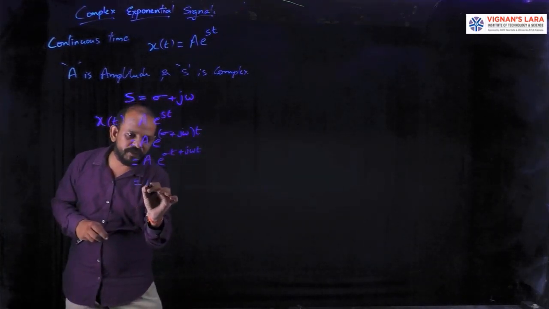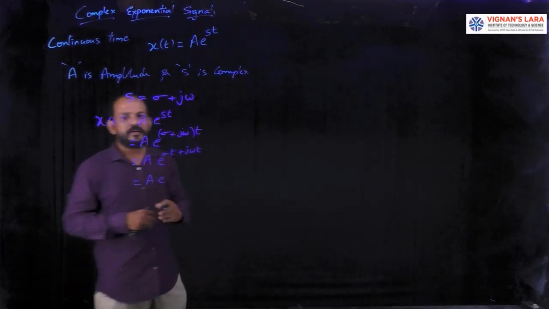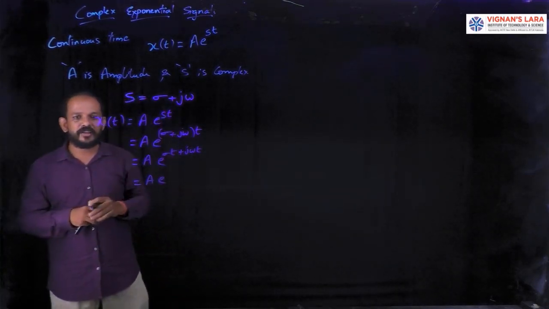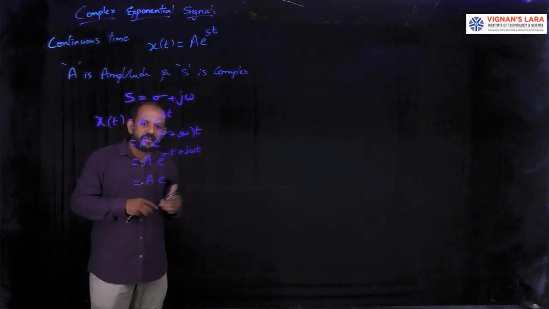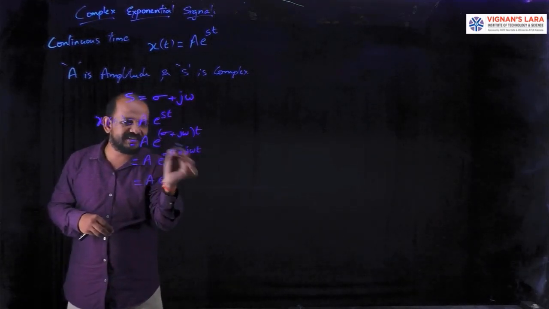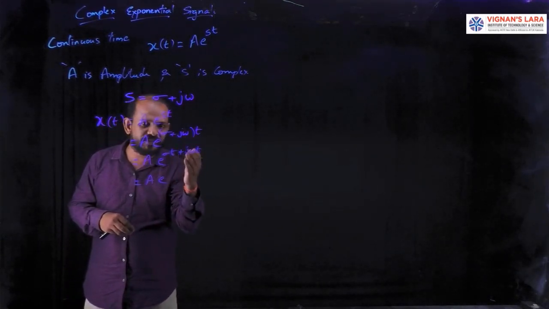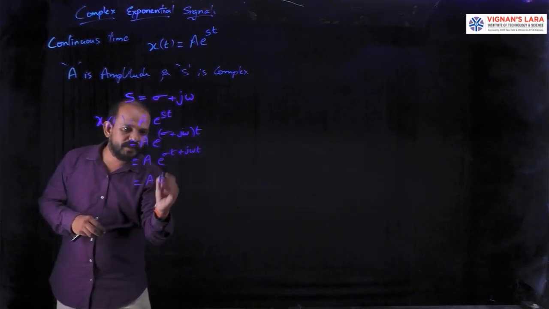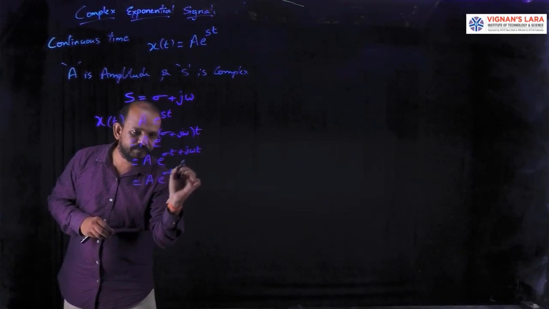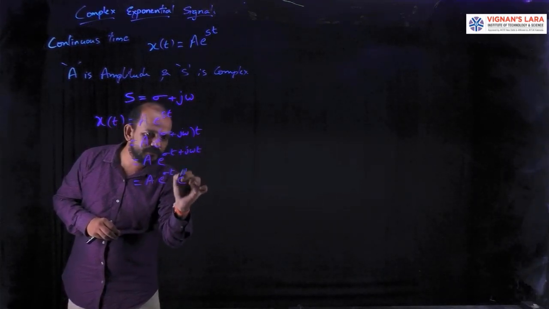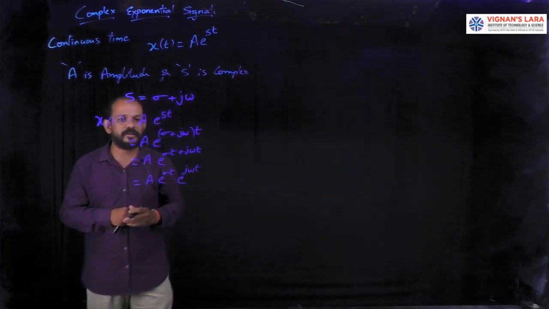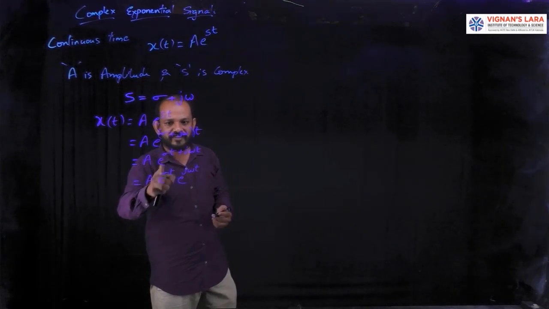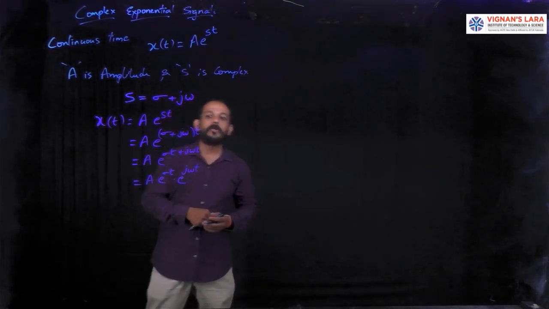Now that will be equal to A into e power (x plus y). e power x plus y is nothing but e power x into e power y. We consider this as x and this as y. So A into e power x into e power y. Simple. So e power sigma t plus j omega t can be written as e power sigma t into e power j omega t.